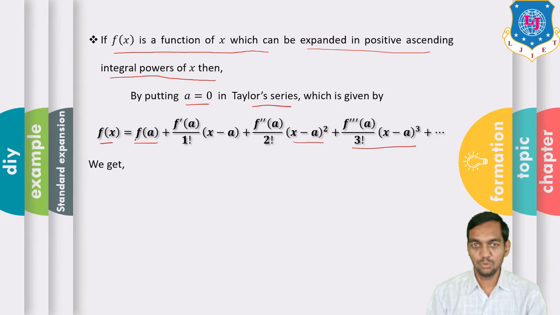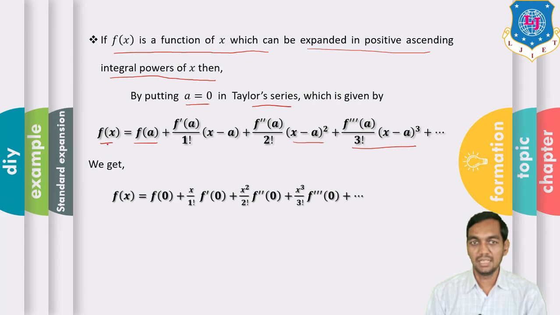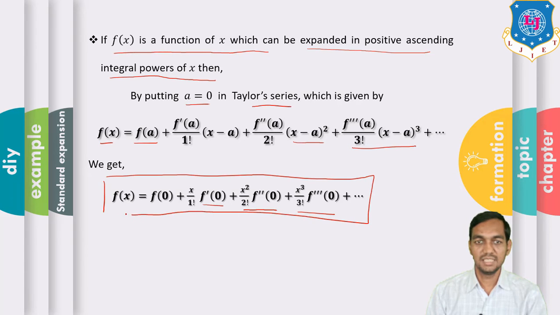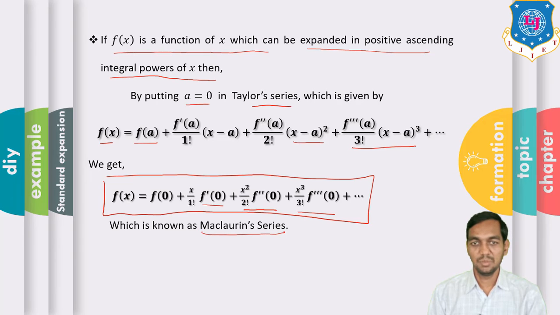In this, we are going to put a equal to 0 and that will give you f(x) = f(0) + x/1! f'(0) + x^2/2! f''(0) + x^3/3! f'''(0) and so on. So this is a Maclaurin series. The Taylor series at the point 0 is called the Maclaurin series. Please remember, in the Maclaurin series they are not going to give you any point. Basically, the point is x equal to 0.